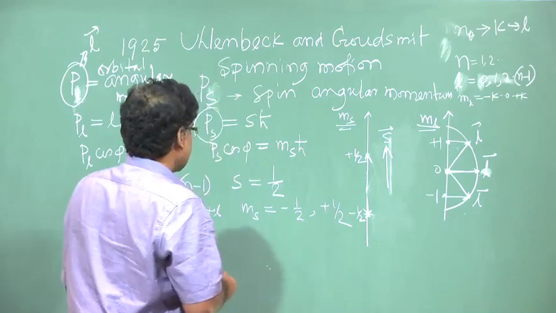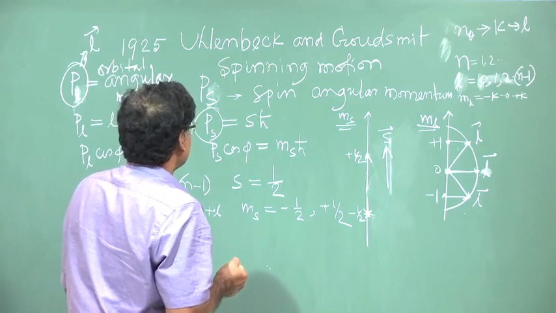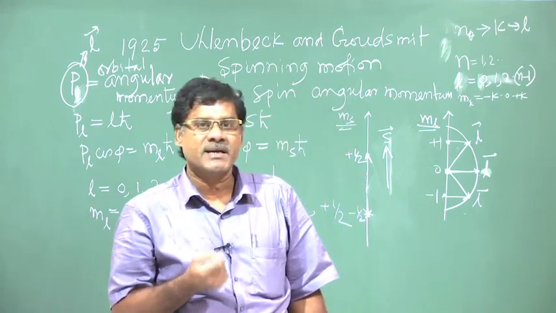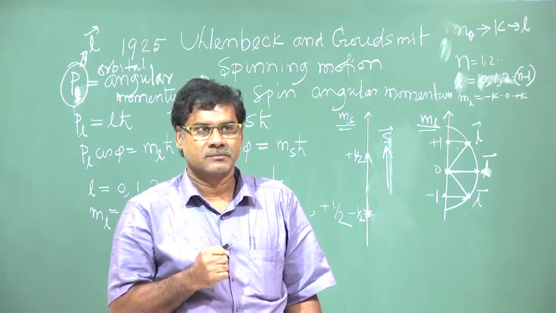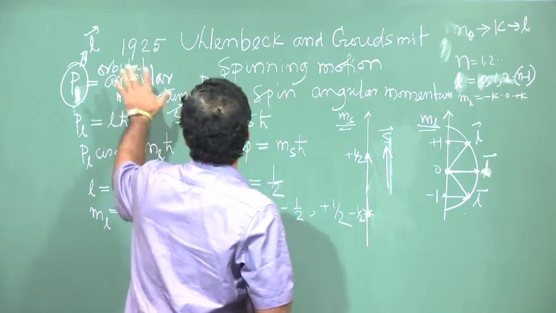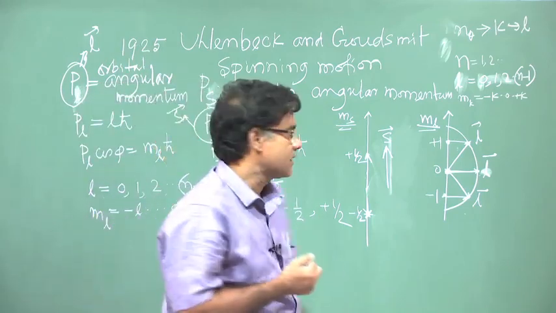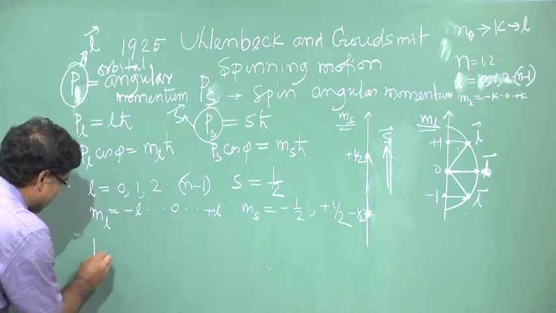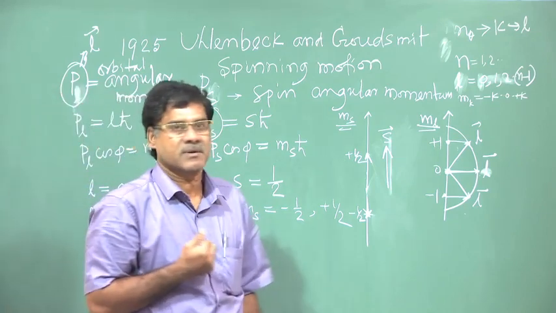Okay. Now, this existence of spin was discovered experimentally. I think this experiment was done before 1925. The experiment was done in 1922, this very famous experiment, the Stern-Gerlach experiment.